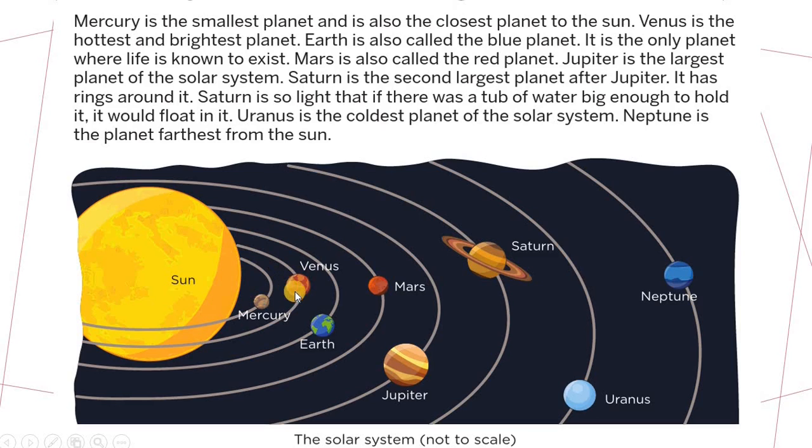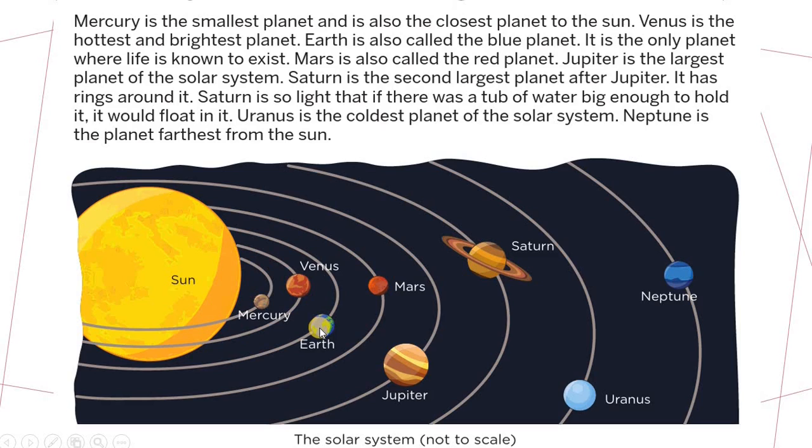Venus is the hottest and the brightest planet, and we can also see it in the evening, and it is sometimes called the evening star. When the sun is just going down and the night has just started, you can see it in the sky, and it is also called the evening star.